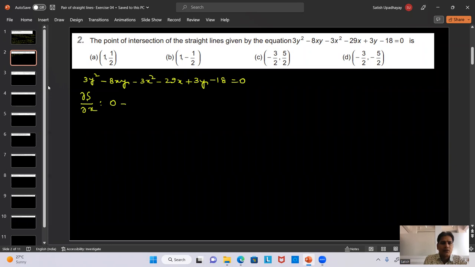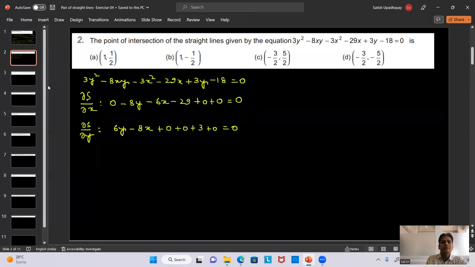Then here it will be minus 8y. Then minus of 6x, then minus of 29, and the rest will be 0, equal to 0, right? And partially differentiating with respect to y, this will be 6y, then here it will be minus 8x, and here it will be plus 3, and this equal to 0. So we got the first equation as minus 8y minus 6x minus 29 equal to 0. And the second equation is 6y minus 8x plus 3 equal to 0.